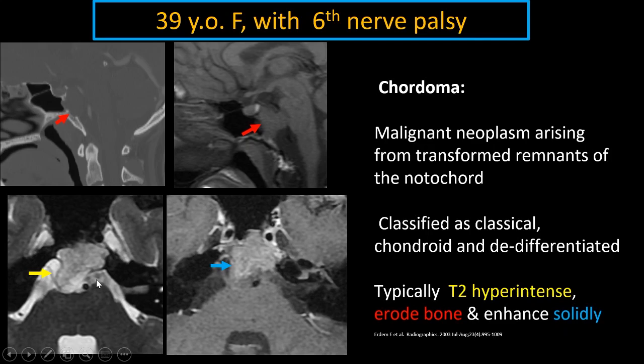Chordoma is typically T2 hyperintense, erodes bone, and oftentimes solidly enhances. In this case, the 6th nerve palsy is because of the erosion of the clivus as the 6th nerve travels through the clivus in Dorello's canal.